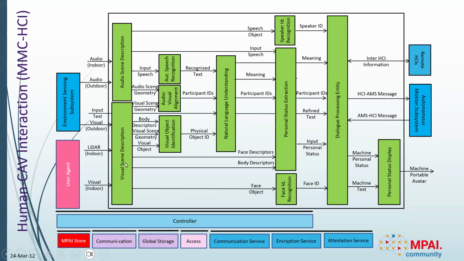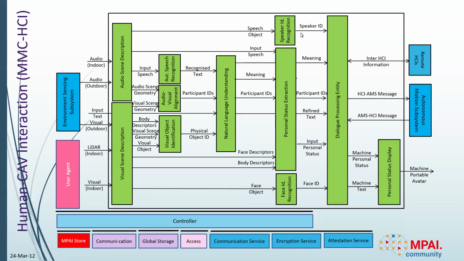So as you see, this is quite pertinent to what we are saying. What comes next is roughly comparable to what we have said. Also, we have the natural language understanding. We have the personal status extraction as before. Here we also have face object that is used to recognize the face of the human, because, you know, not everybody should come to my connected autonomous vehicle and use it.